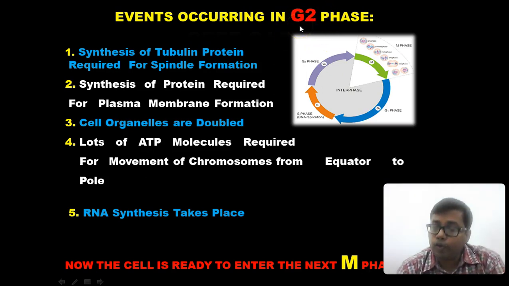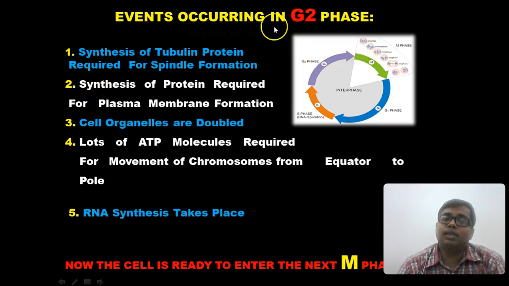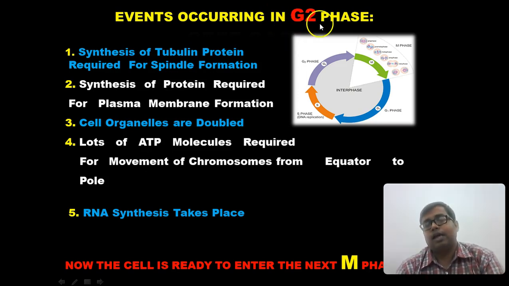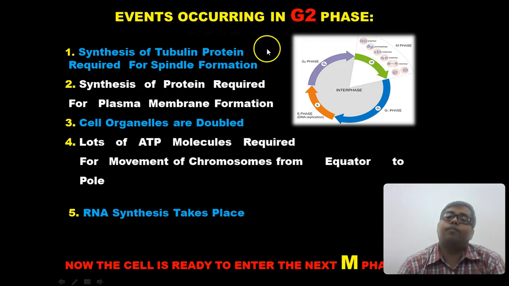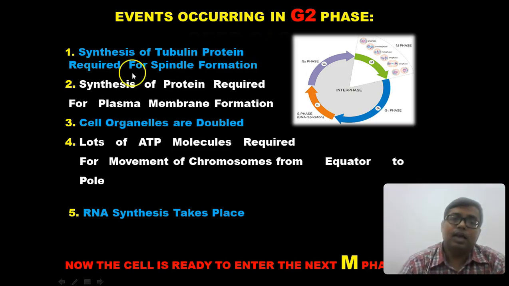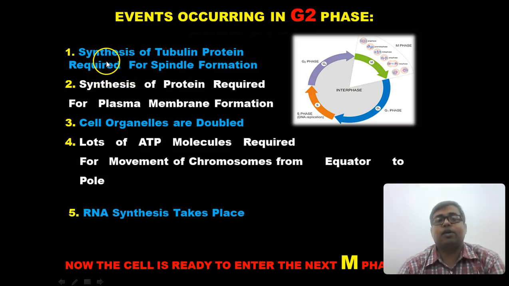Why is it G2? That means gap 2 phase, or you may call it the pre-mitotic gap phase. Okay, so this stage is very important because it is the final stage of the preparatory stage or interphase. Here the following events are going on.